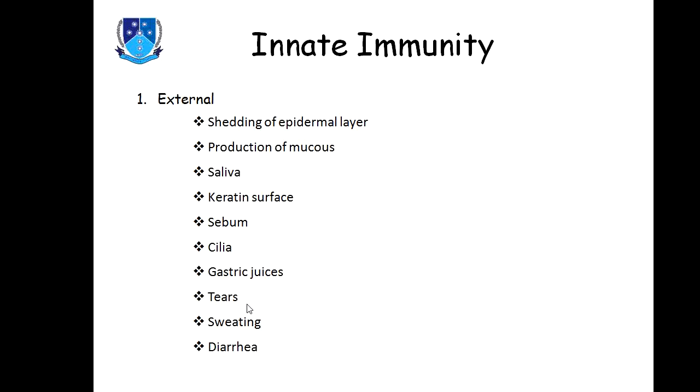Similarly, diarrhea is also a form of innate immunity, because when there is some infection inside the intestine, the small or large intestine, the smooth muscles of the intestine start rapid peristaltic movement, and that rapid peristaltic movement induces diarrhea, and that diarrhea helps in the expulsion of the foreign matter or any microorganism from the body. So this is a friendly phenomenon, the diarrhea, which can provide innate immunity.